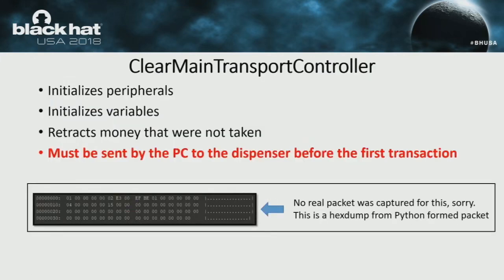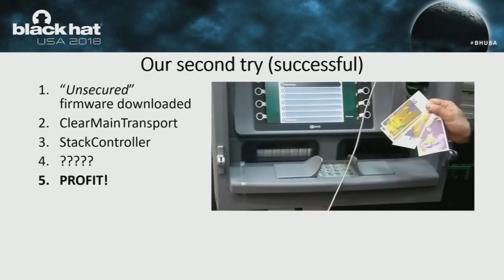A bit later, we found the clear main transport command, and we decided to use it just because its name looks interesting. This command is necessary for the money withdrawal process to clear, and we need some related things. Unfortunately, the real packet wasn't captured, so only the Python hex dump on the slide was presented. After we made the second withdrawal try using clear main transport command, we got the money. After a long and painful search, after a dozen times breaking controllers, we managed to make withdrawal.